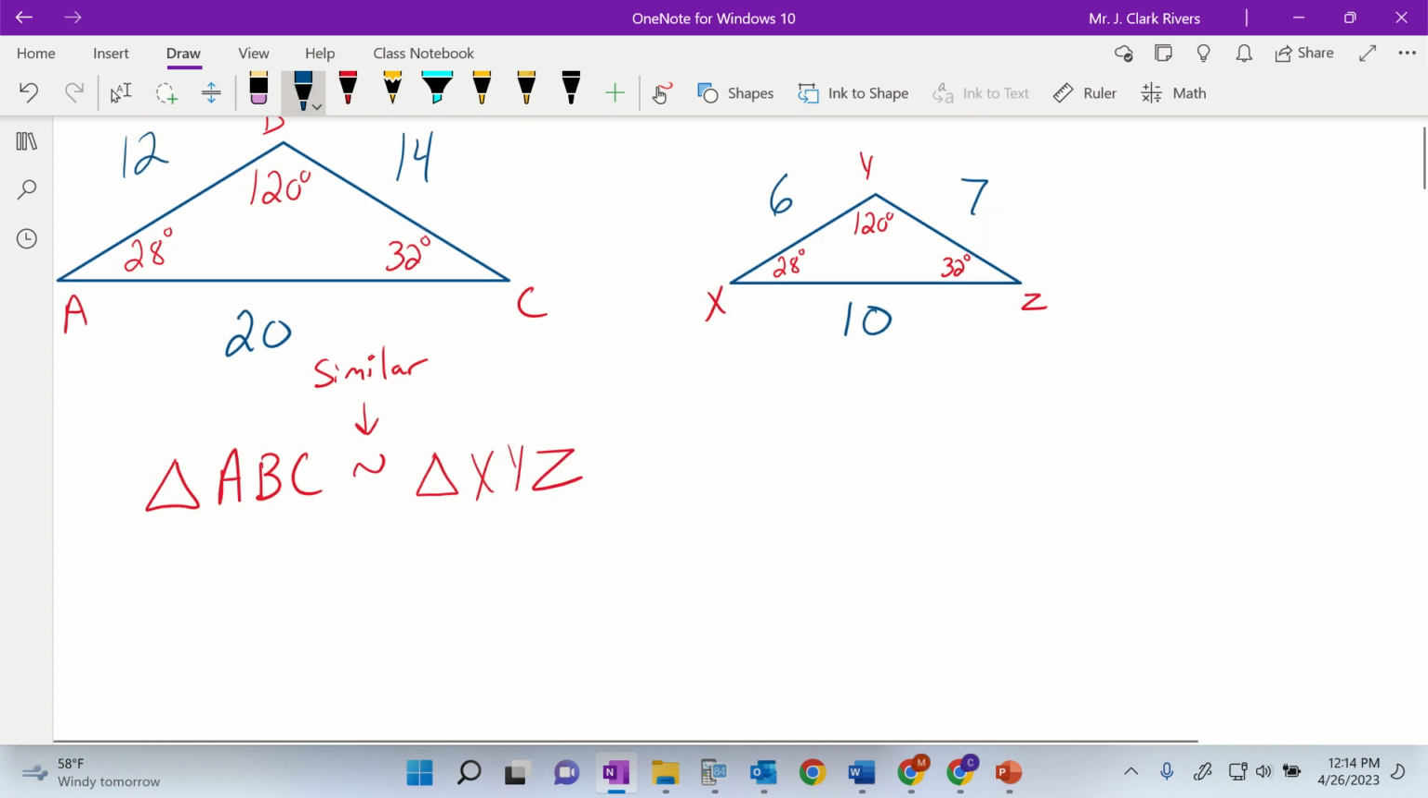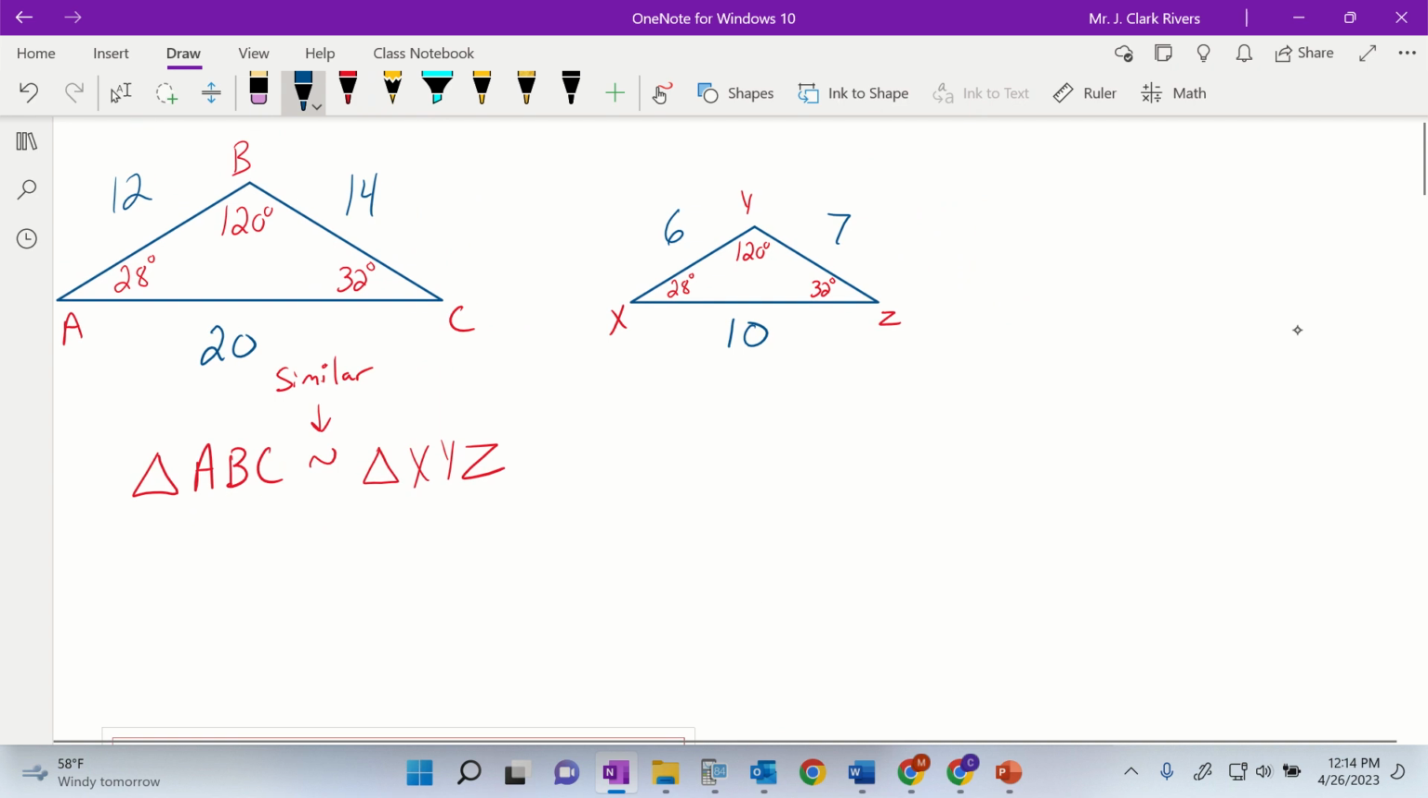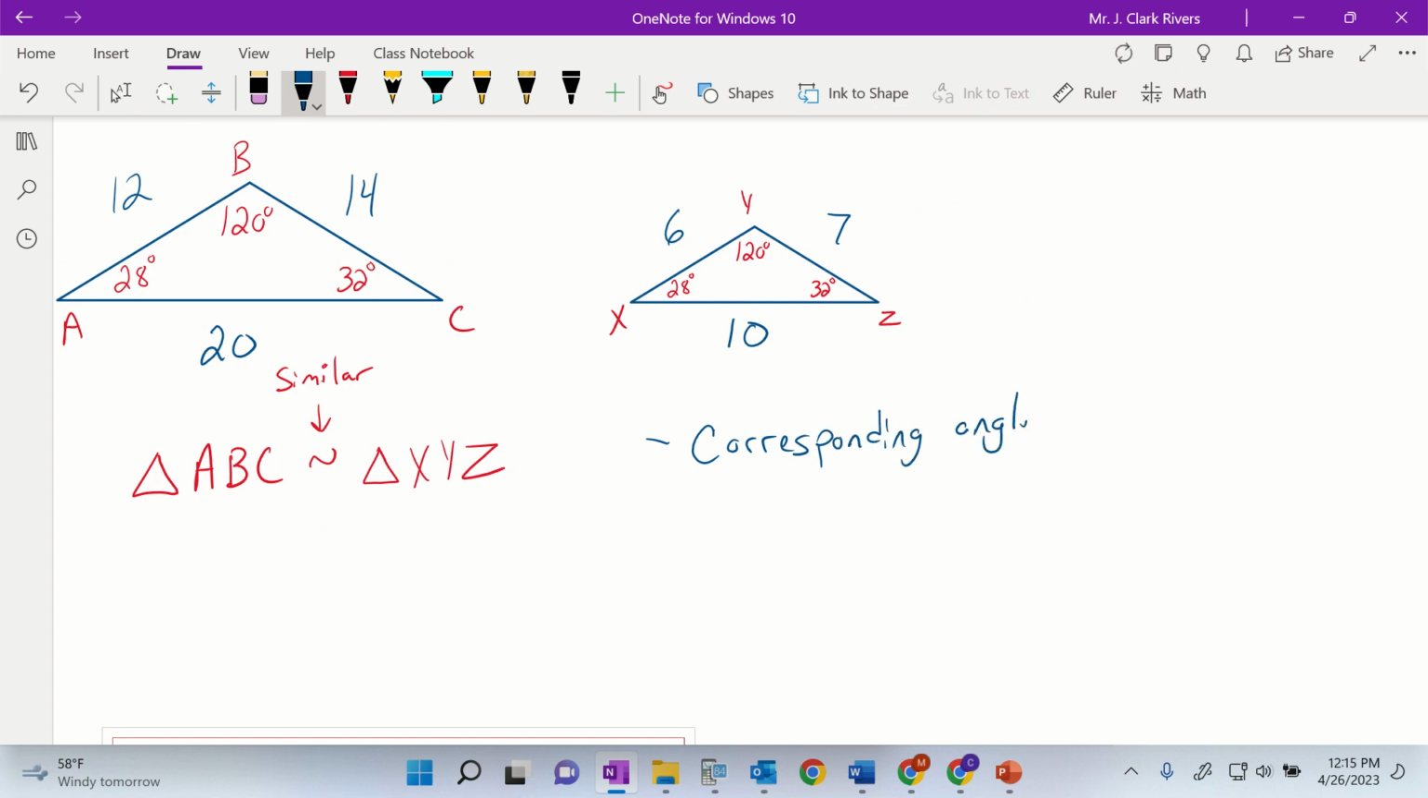Now, in similar triangles, there's a couple things that are happening. Number one, in similar triangles, the corresponding angles, how are they related? They are the same, so we'll say they're congruent, which means they're equal. And the corresponding sides, they are not the same, although they could be. The corresponding sides are not congruent.